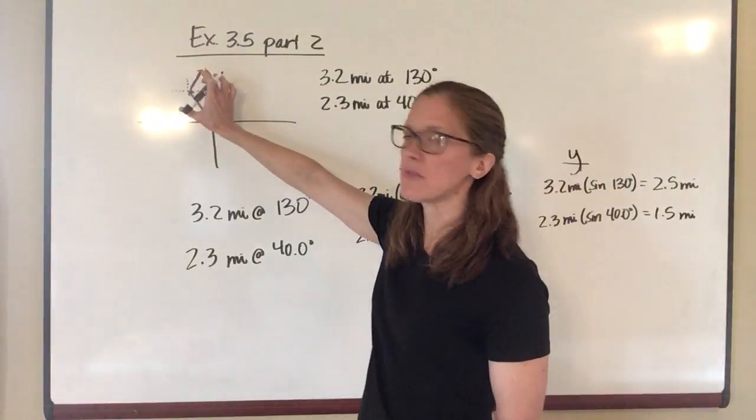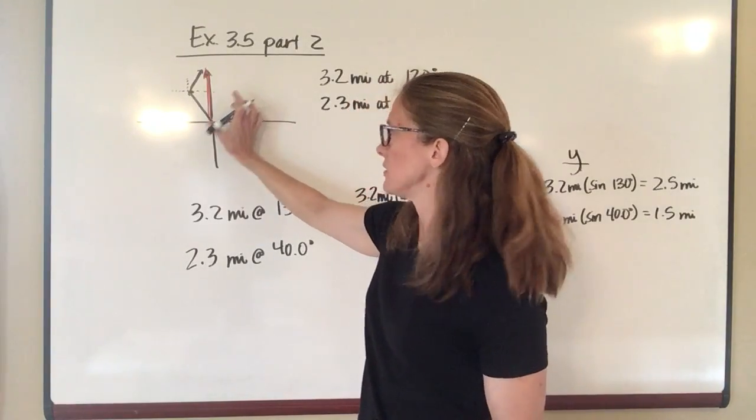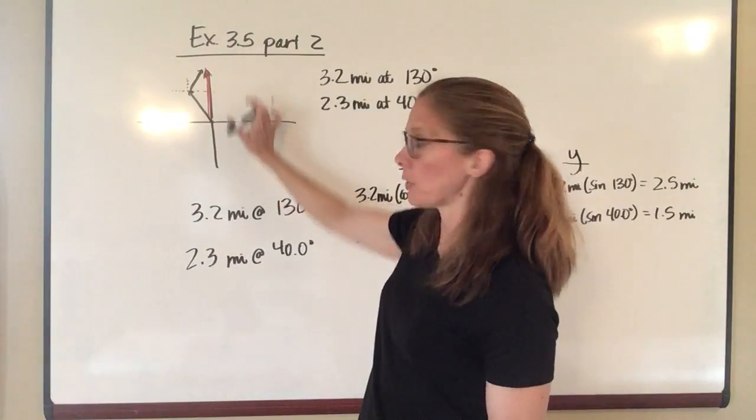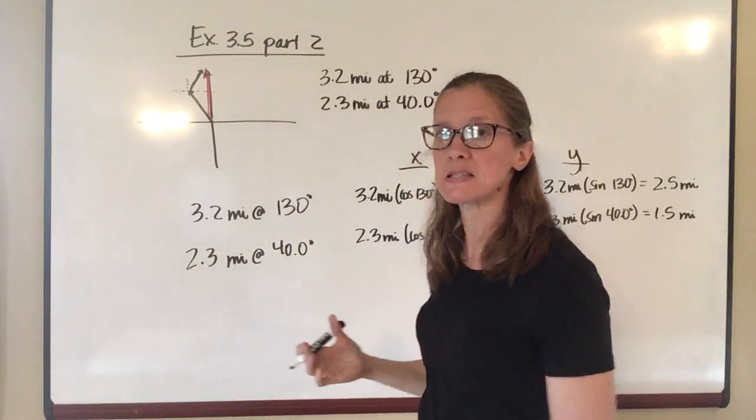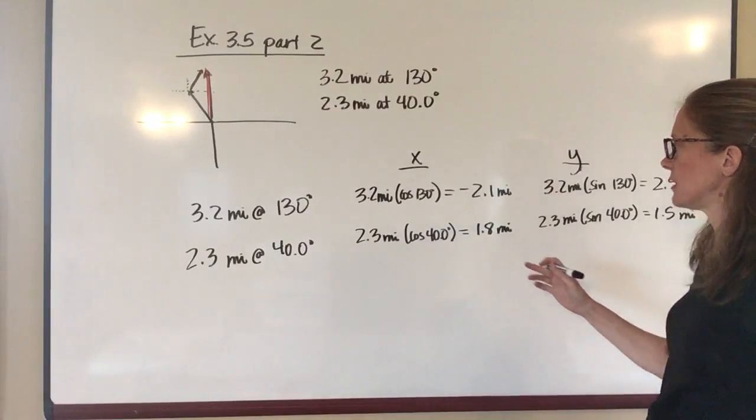Well, originally, if I would have started this vector down at the origin, it would have been here, and so in this quadrant, both components should have been positive, so that makes sense. Okay, so far everything looks good, my answers are making sense.